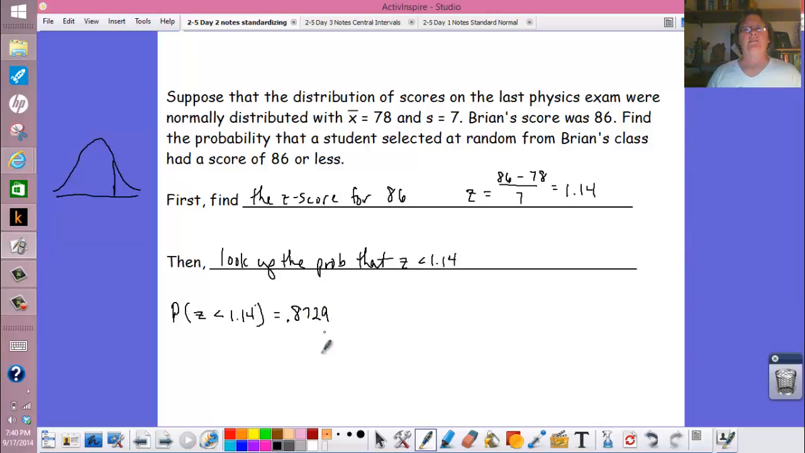I've looked at mine, and we are looking for a probability that we get under, which is exactly what our table says. I looked up the probability associated with a z of 1.14 and found around 87% of the time you'd get somebody whose score was 86 or less based on this mean and standard deviation.